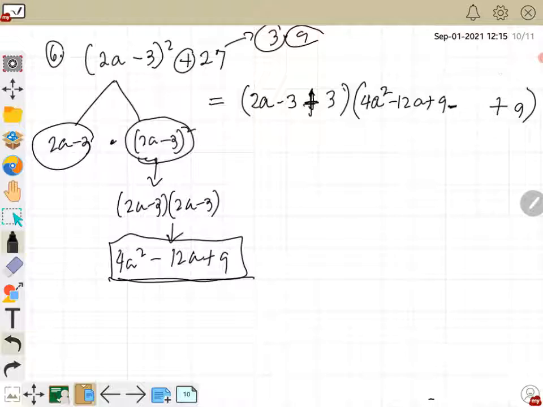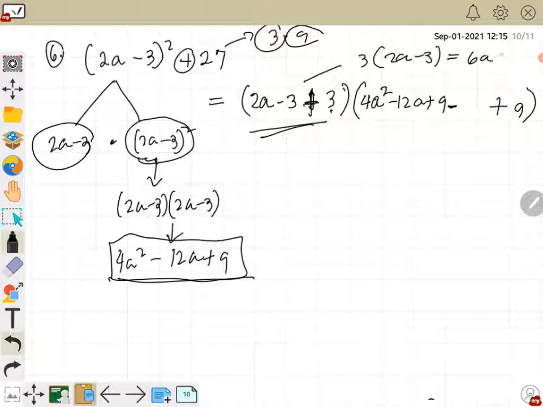Okay, multiply this one, multiply this one. We have 3 times 2a minus 3. You will have 6a minus 9. So this is 6a minus 9. We will have to make it clear a little bit here. Okay, this becomes bracket already. So we need to improve the writing first.